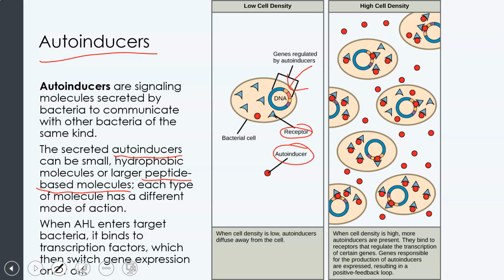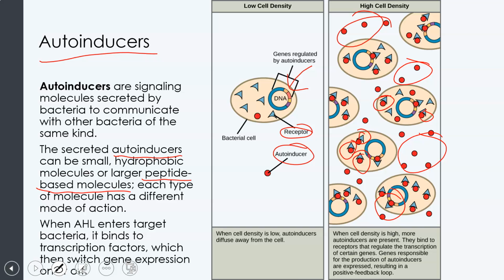But when the cell density is high, more autoinducers are present. You've got many, many more autoinducers present. They bind to receptors that regulate the transcription of certain genes. So by binding to these internal receptors, and you see how they've done it in all of these different bacteria, they can then regulate these genes on the bacterial chromosome, and the genes responsible for the production of autoinducers are expressed.